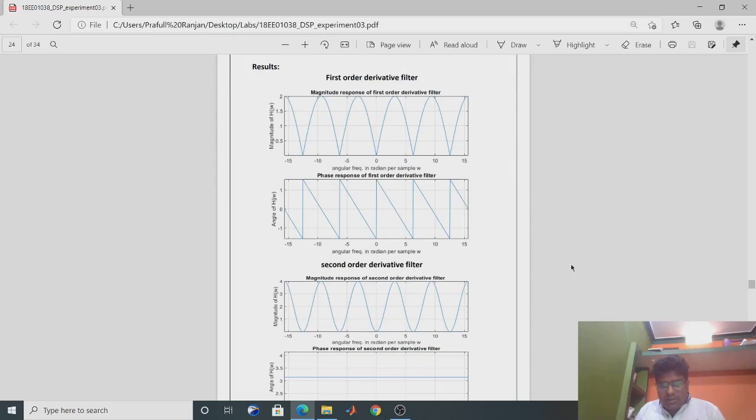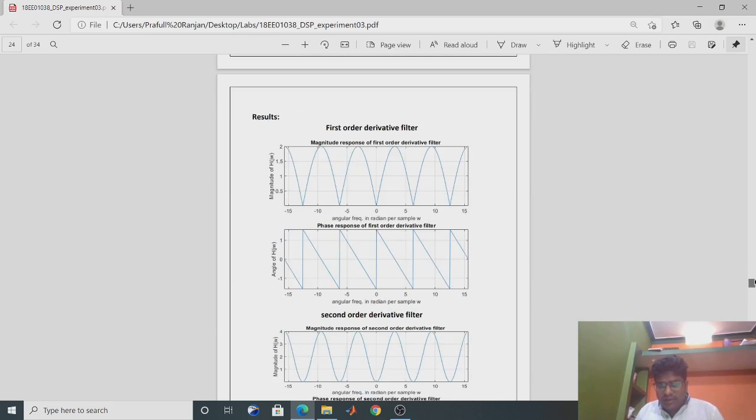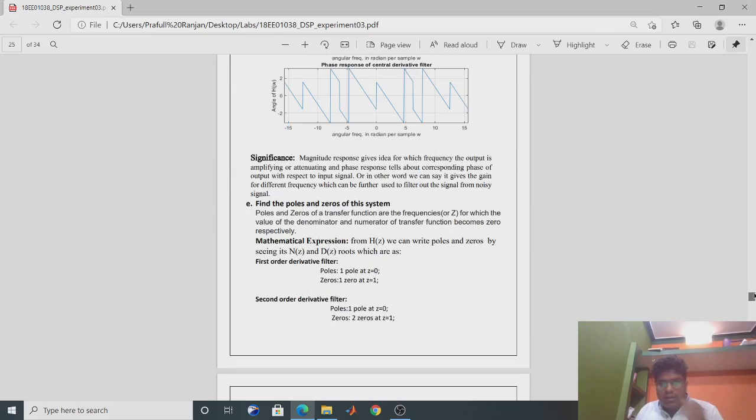We can see that its magnitude response is coming 2, the maximum value is 2, and for this it is 4, and this one is 1. So it is not magnifying the values, and these are magnifying the values. So the magnitude response gives an idea for which frequency the output is amplifying or attenuating, and the phase response tells about the corresponding phase of the output with respect to the input signal. So we will see in coming pictures.